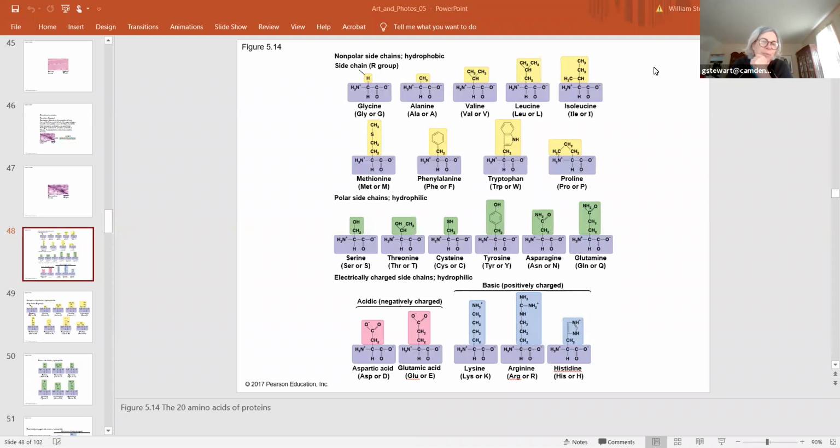Today we're gonna pick up with proteins, and proteins is the biggest section of this chapter. And the reason is because, as I usually tell students, proteins do everything in cells. They perform all the functions.